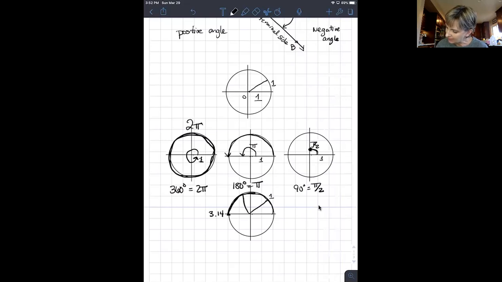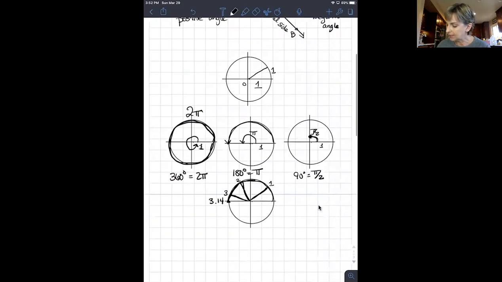Right here would be about 2. Right here is about 3, and then that's about 3.14. So that means right here is about 1 radian. And then right here is about 2 radians. And right here about 3 radians. Okay, so that's where we came up with that little circle at the top.